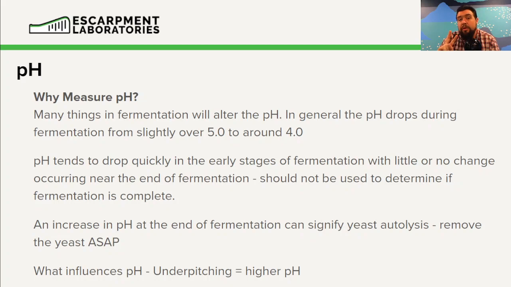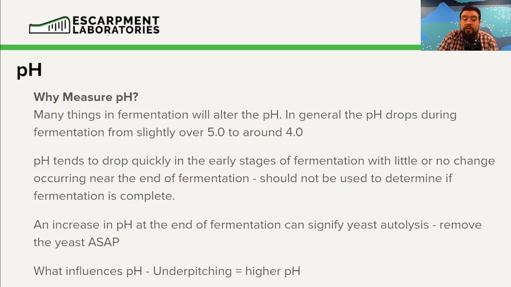Now, there are two things that we will see alter the pH of the beer once pH has kind of stabilized in the low 4s. The first is an increase in beer pH, say we go from 4.2 to 4.4. This can actually be a sign of yeast autolysis. This is a sign that we should have removed our yeast from that beer earlier. If you ever see the pH of the beer start to increase right at the end, this is a sign that you need to remove your yeast from that beer ASAP.